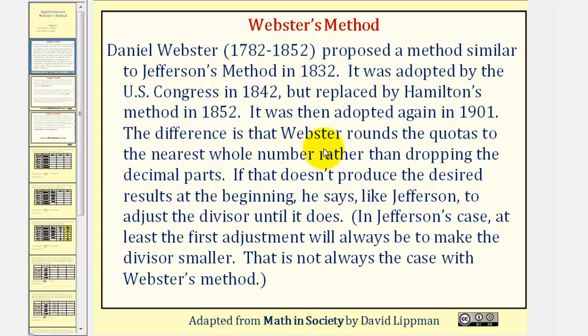The difference is that Webster rounds the quotas to the nearest whole number rather than dropping the decimal parts. If that doesn't produce the desired results at the beginning, he says, like Jefferson, to adjust the divisor until it does. It's important to note that in Jefferson's case, at least the first adjustment will always be to make the divisor smaller. This is not always the case with Webster's method.